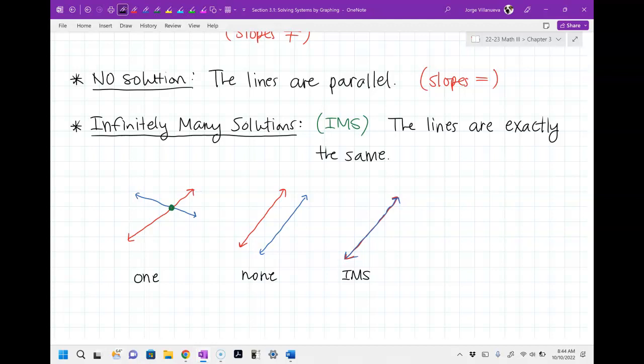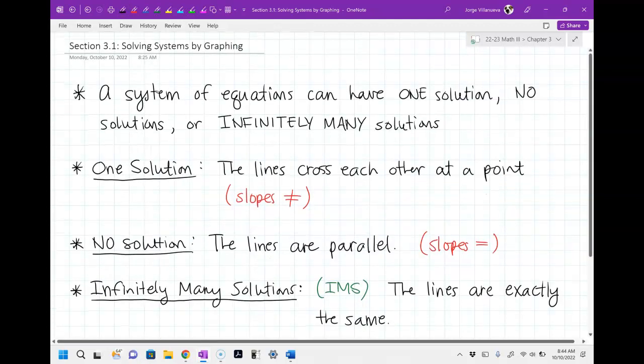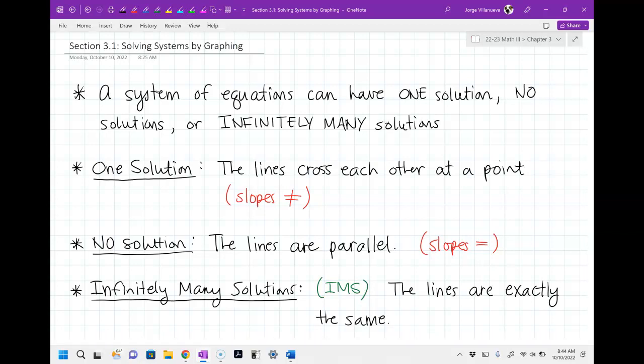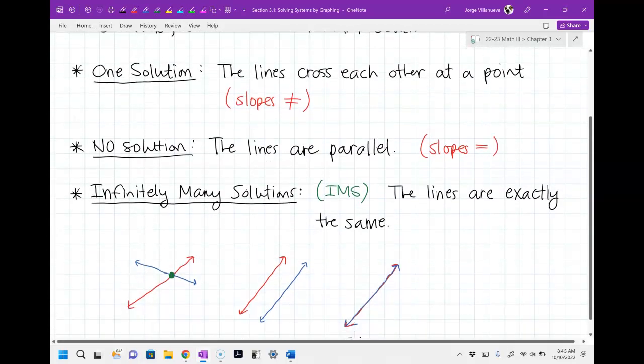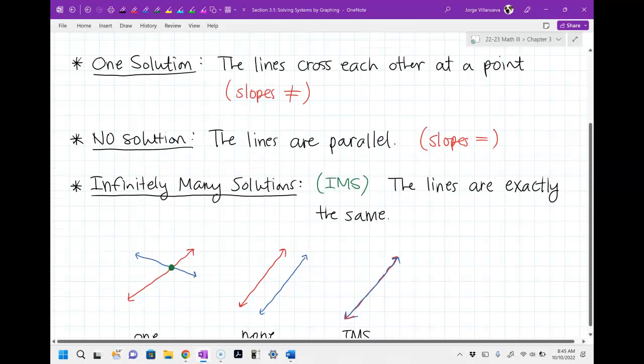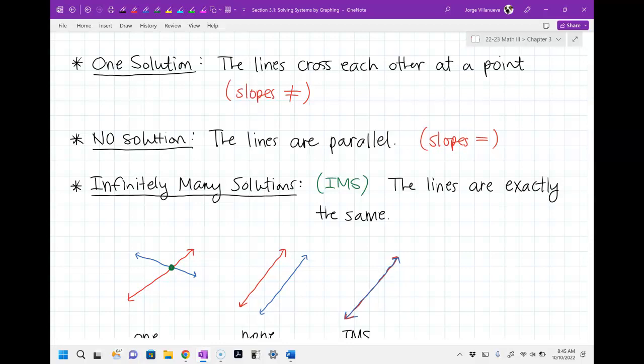Now, just so you know, this is all intro, everything we've done. We talked about how many solutions a system of equations can have. We say one, none, or infinitely many. I described to you guys the situations in which each one can occur. So one solution occurs when a line crosses another line at one point. Then you just have to tell me what that point is. It has no solutions if the lines are parallel. And then you have infinitely many solutions if the lines are exactly the same. So if they're exactly the same, IMS.